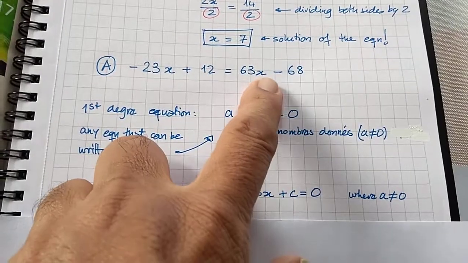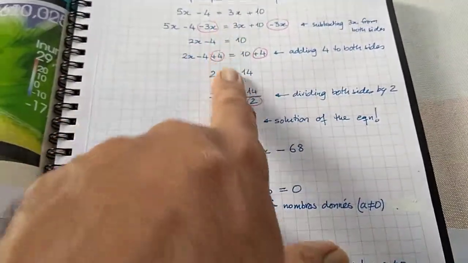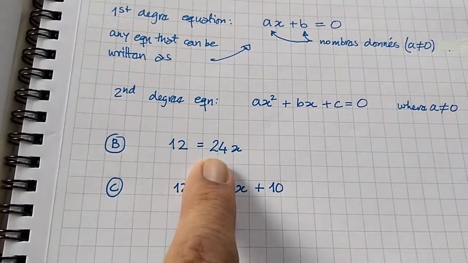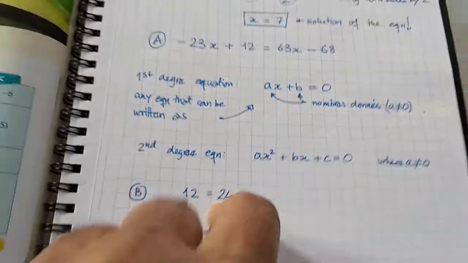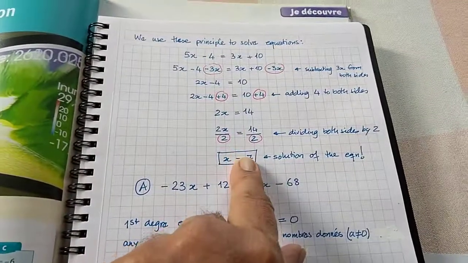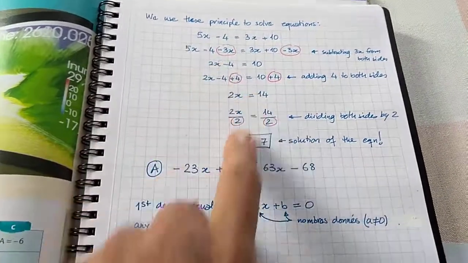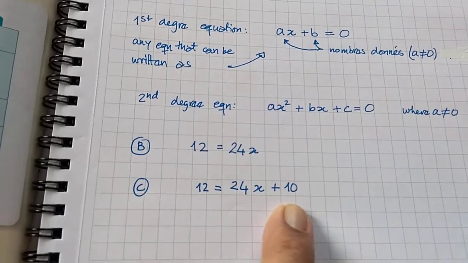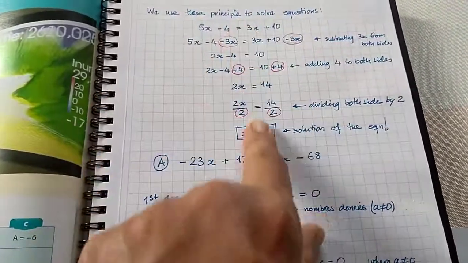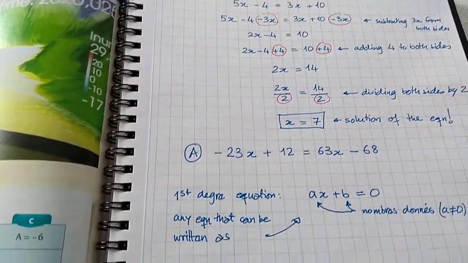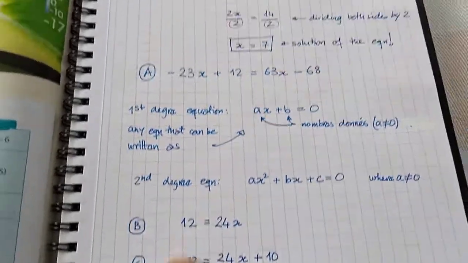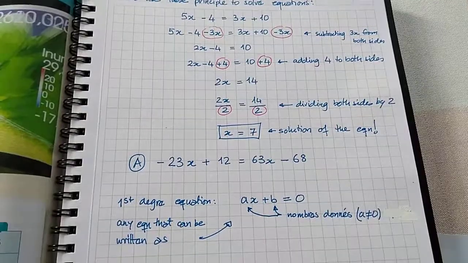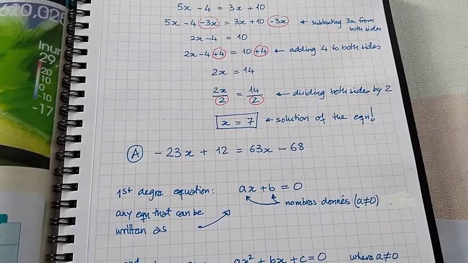Okay, so this is one equation you have to solve just like this. Similarly, I'll give you two more problems. B, 12 is equal to 24x. This also you solve just like this, using the red or any other color. And C, 12 is equal to 24x plus 10. This also you solve like this. So these three, A, B, C, you have to solve in the way I have solved an equation here. And that is all that you have to do as in video problems.